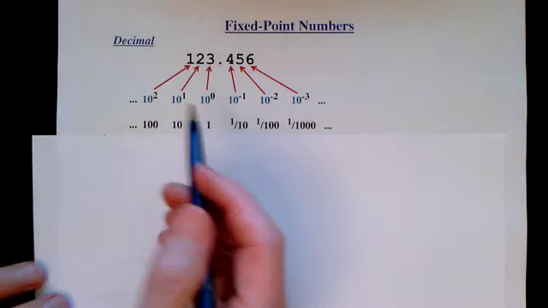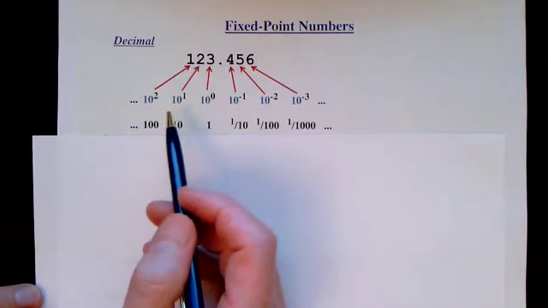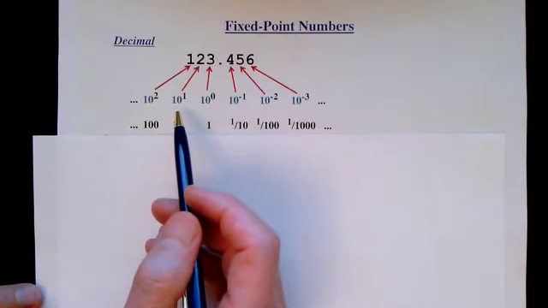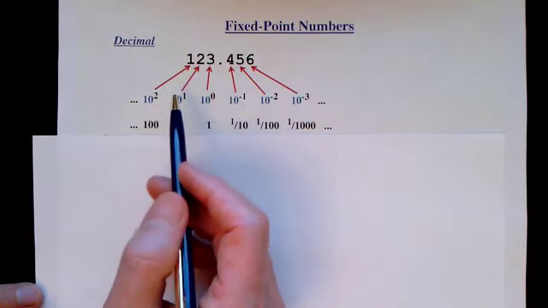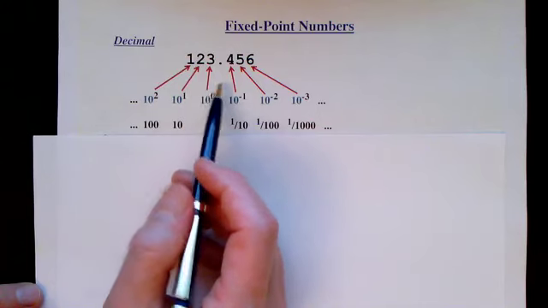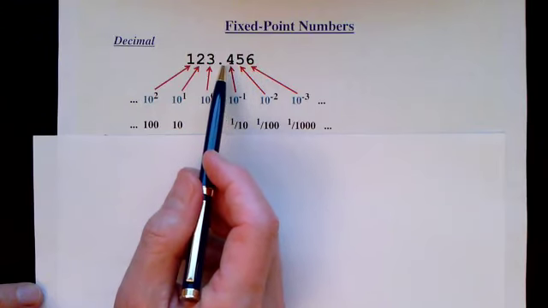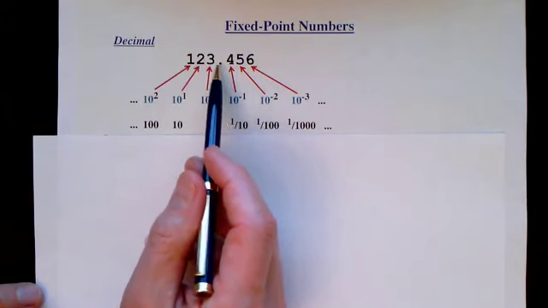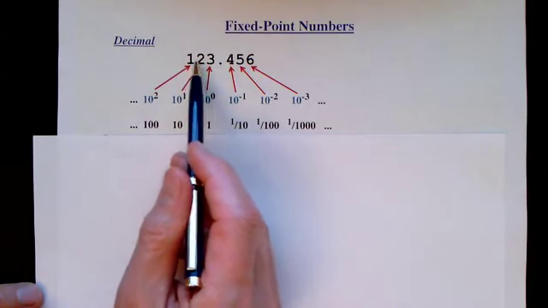Let's begin by talking about fixed point numbers. We'll start by talking about decimal numbers before we move on to binary numbers. This will help us get our context and show us what's going on. So here's a typical decimal number, and we see the decimal point here. To the left of it we see an integer value, 123.